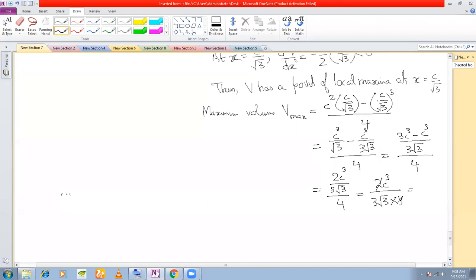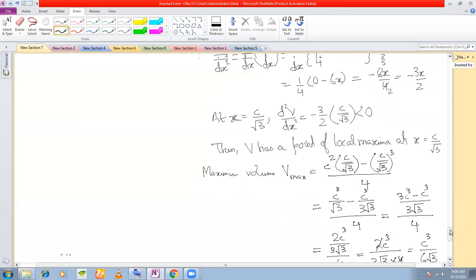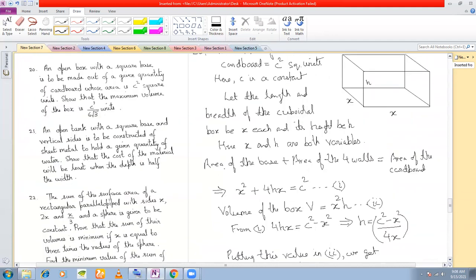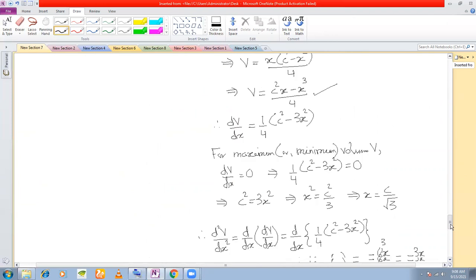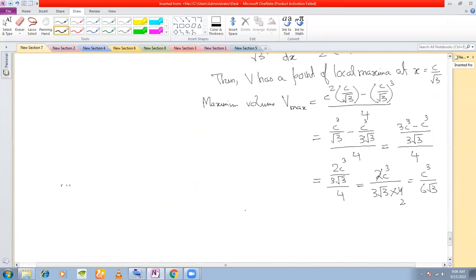Now you can cancel this. You get c cube by 6 root 3. And that is what was asked. Maximum volume, I think. Yes, c cube by 6 root 3. Hence the proof.